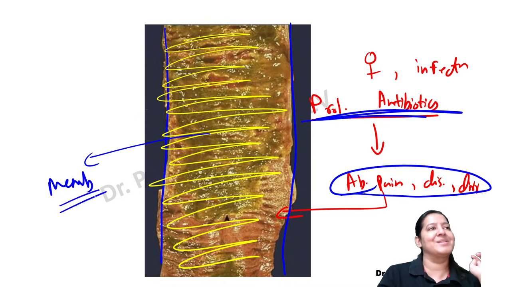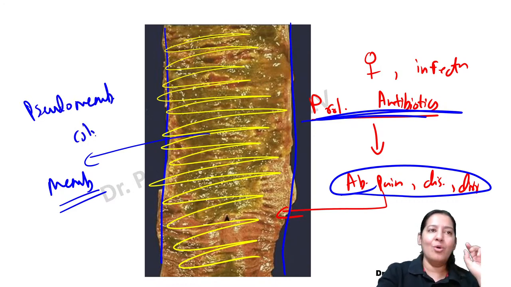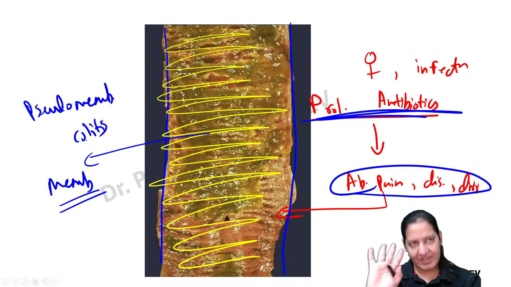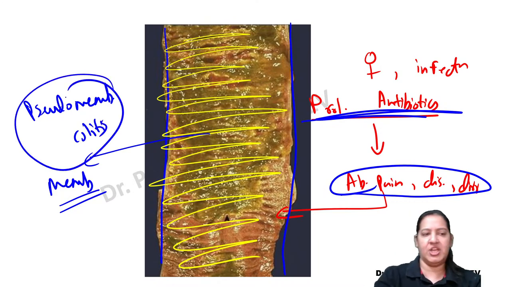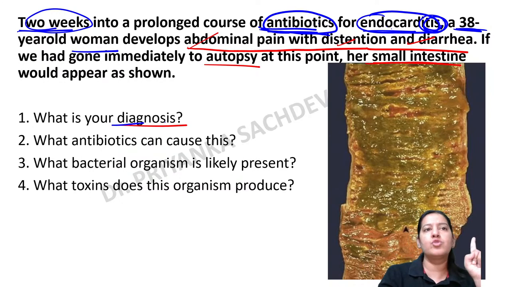Now tell me the diagnosis. What is the diagnosis? Yes, Sakshi, you are right. Lavanya, you are right. It is a typical case of pseudomembranous colitis. Let me teach you everything about it. I will come back to the question again. So the diagnosis here is pseudomembranous colitis. It is a condition which occurs in the intestine due to a prolonged course of antibiotic.